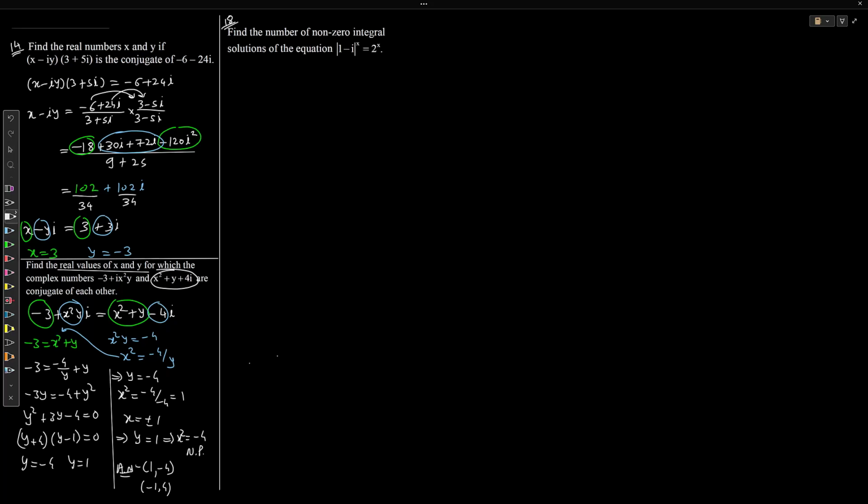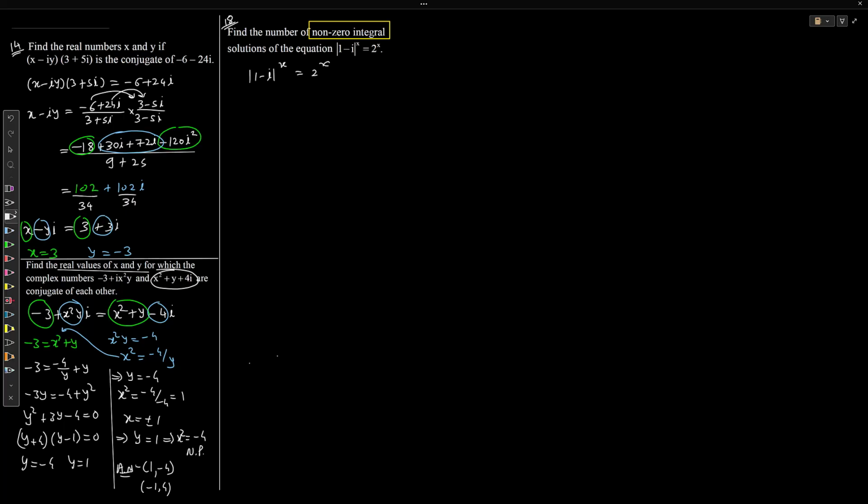Question number 18. What is your question? Find number of non-zero integer solutions. What should our answer be? Non-zero and integer. And which satisfy this equation: |1 minus i|^x is equal to 2^x.